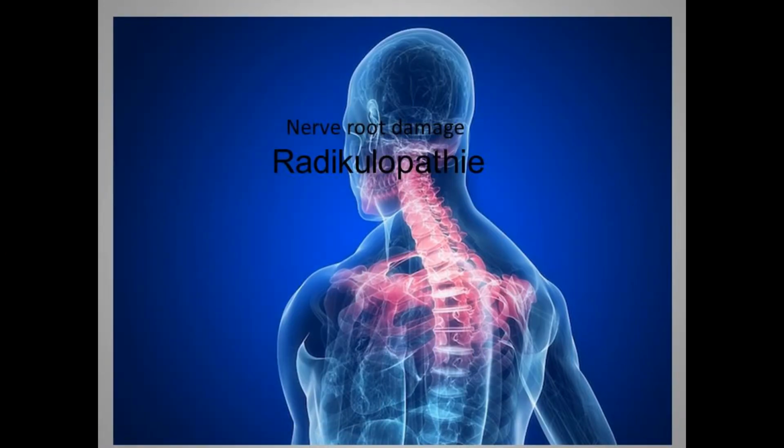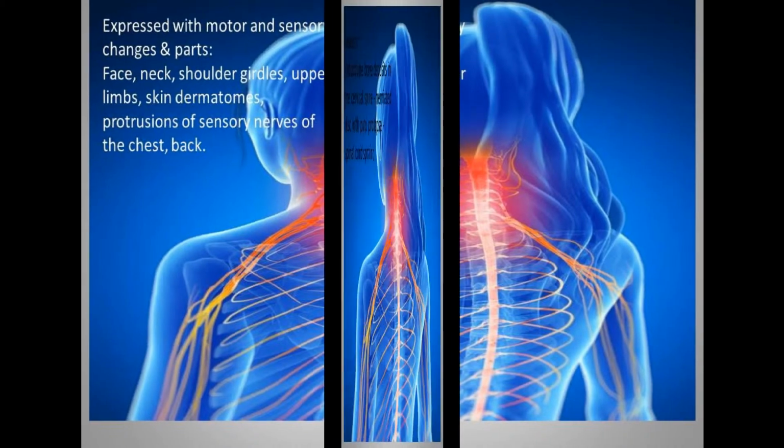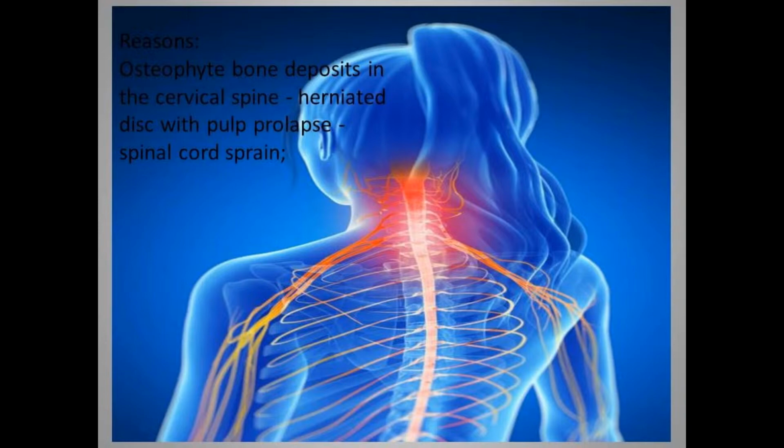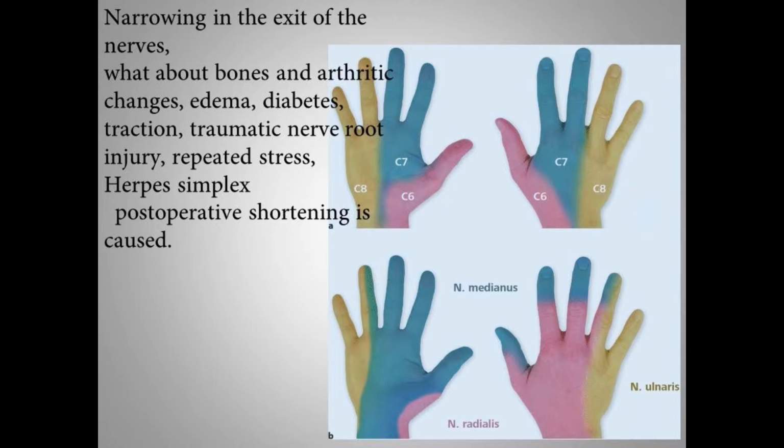Nerve root damage. Radiculopathy. Expressed with motor and sensory changes in parts: face, neck, shoulder girdle, upper limbs, skin dermatomes, projections of sensory nerves of the chest and back. Causes: osteophyte bone deposits in the cervical spine, herniated disc with pulp prolapse, spinal cord sprain, narrowing in the exit of the nerves.